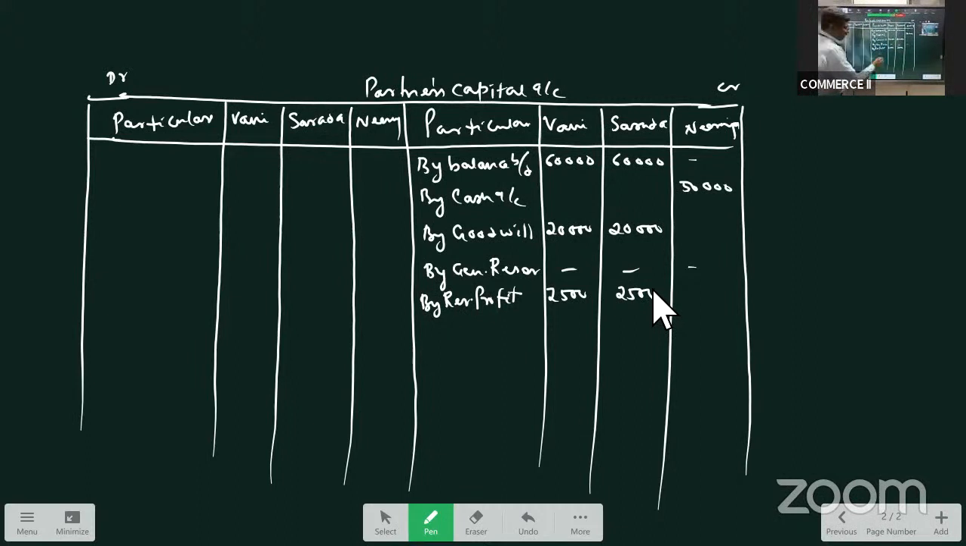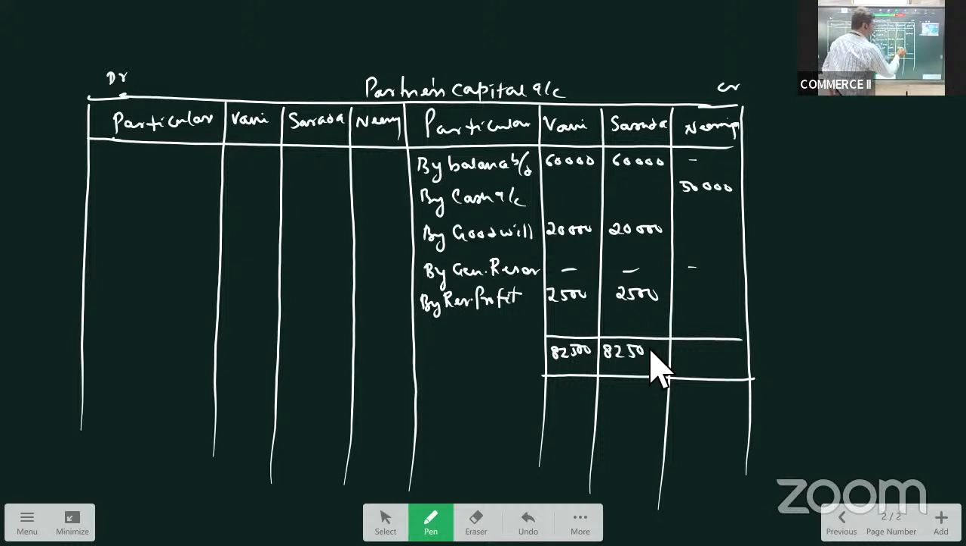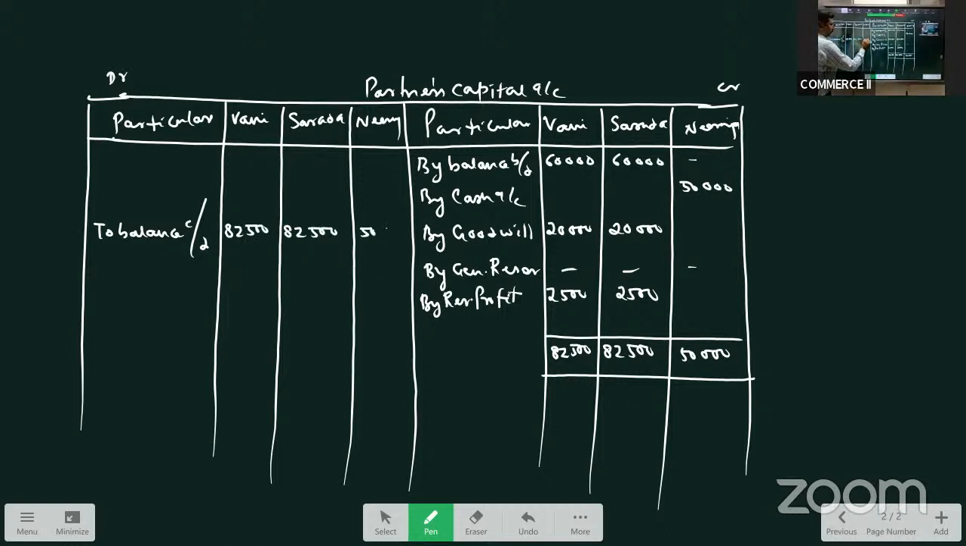So now let us close their accounts. Let us close the capital account. 60 plus 20,000 plus 2,500, 82,500, 82,500 and 50,000. So write the same capitals here as the closing balances. To balance carried down 82,500, 82,500 and 50,000.